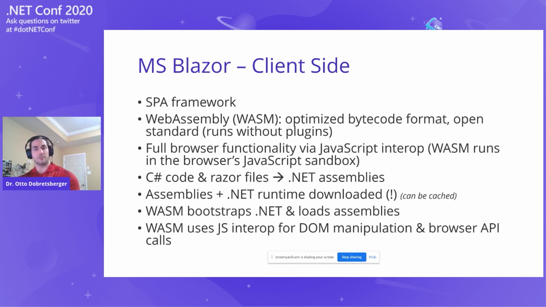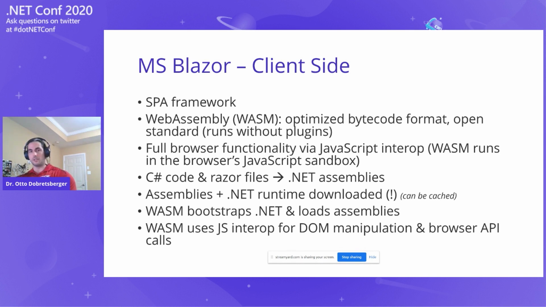It has full browser functionality using JavaScript interop. So WASM actually runs in what is a browser JavaScript sandbox. So you still have access to all the APIs that a browser regularly has access to in Blazor. You can still access your video, pictures, files and so on. Whatever your browser allows you to do, you can do in Blazor through JavaScript interop.